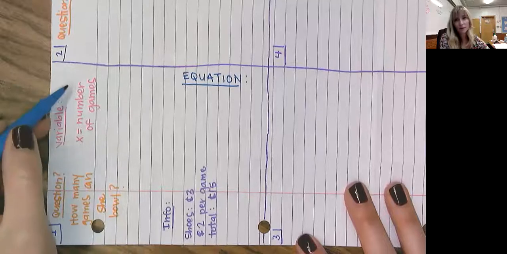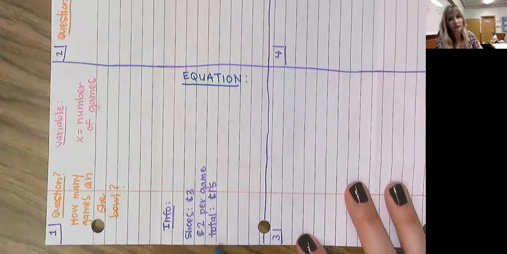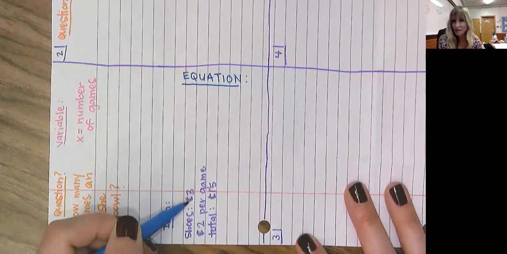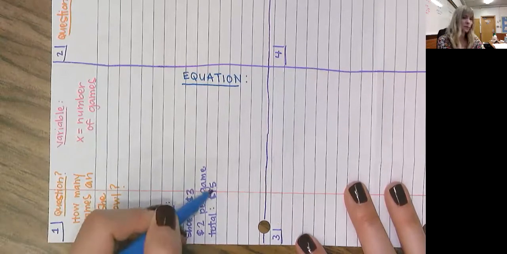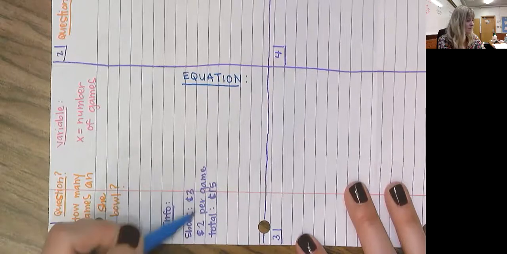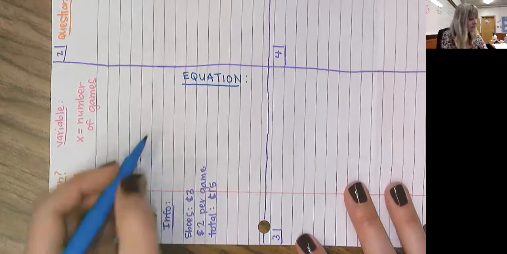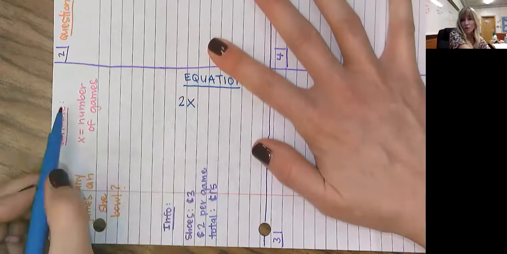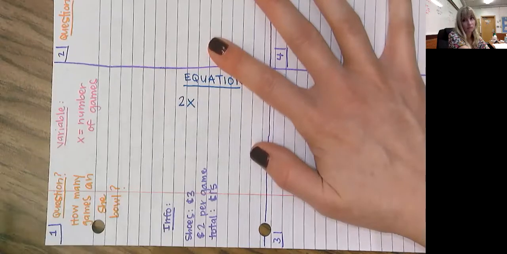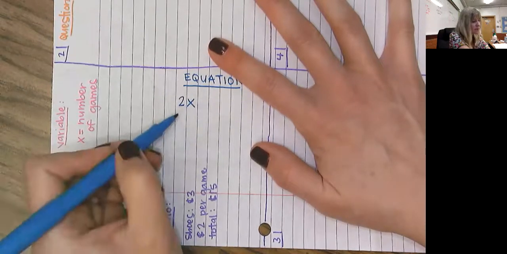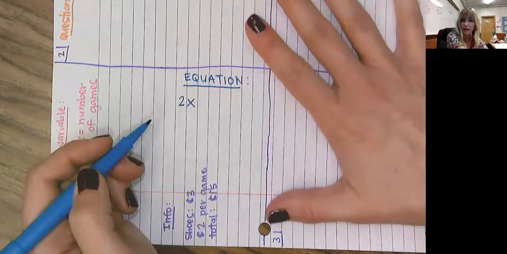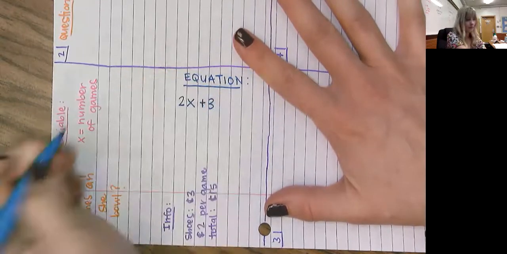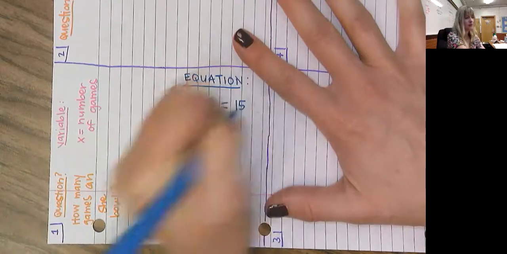If X is the number of games, which one of these values do you think goes along with X? Is it shoes? No, because that has nothing to do with the number of games. Is it the total? No, because that doesn't go along with number of games. If it's $2 per game, then I need to do 2 times X. $2 per game means 2 goes with the games, so 2 goes with the variable. See that? If X is the number of games and it's $2 per game, then it makes sense to do 2 times X. Well, what else gets added to this cost? The $3 for the shoe rental, and it equals the total amount.